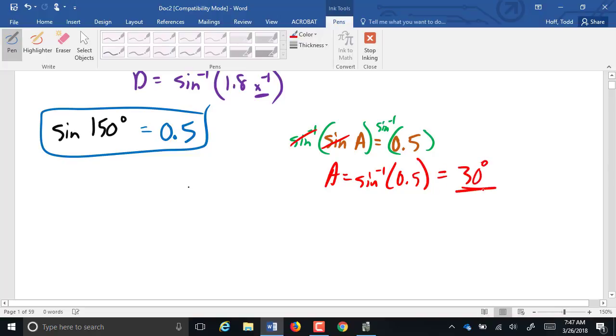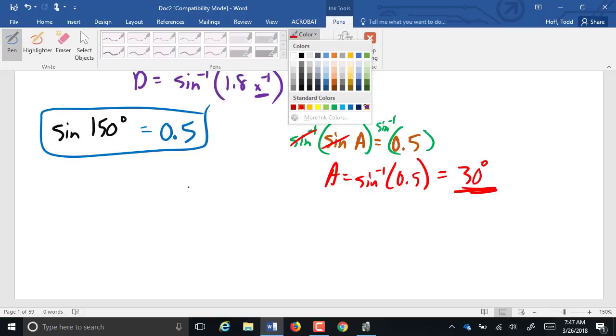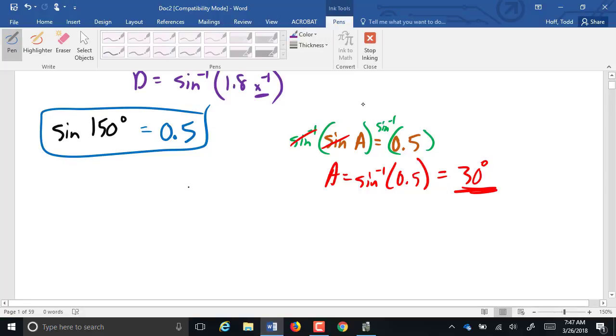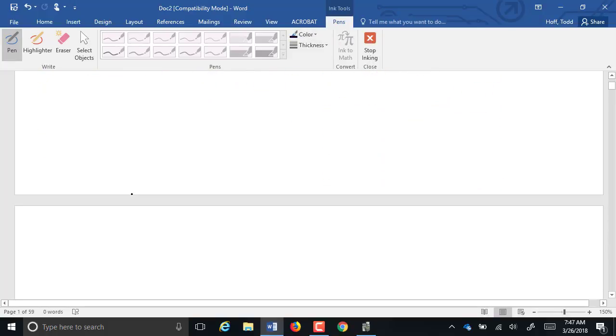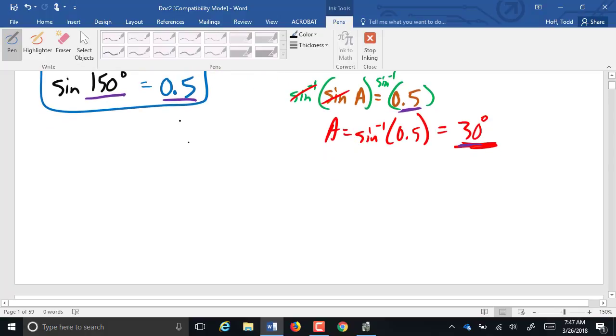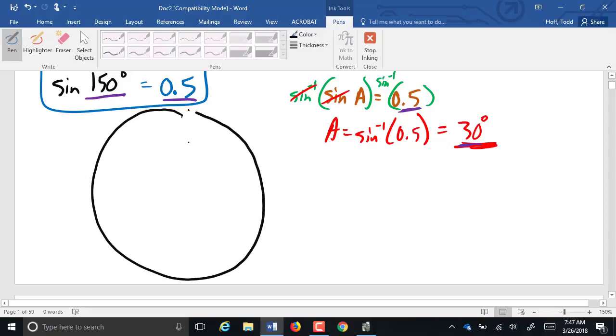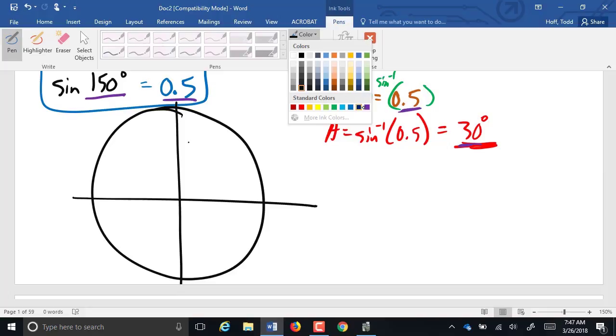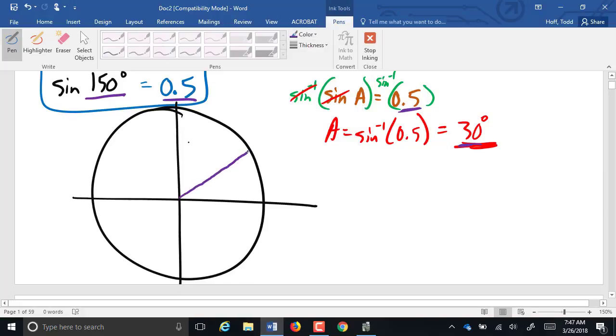30 degrees. Well, I thought sine and inverse sine reversed each other, undid each other. But it says the sine of 150 is 0.5. But if I do the inverse sine of 0.5, it gives me 30. Why is that? Well, we're back to this unit circle thing. 30 degrees would be right here. Its sine is the length from here to here, and that length is 0.5.